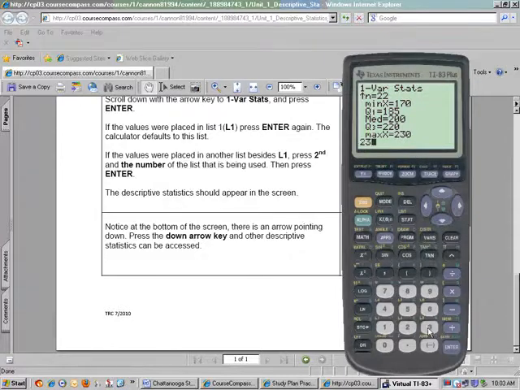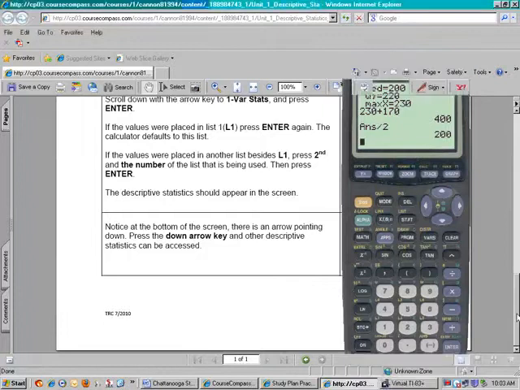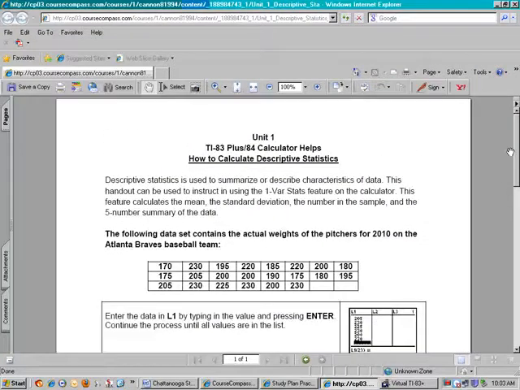So 230 plus 170. Now be sure to push enter at this point. Do not push divide by 2 because you'll get the wrong answer because of order of operations. Divide by 2. And so in this particular one, our mid-range is 200. Okay, so this is an example of all of your values that measure the center of the values. So that's mean, median, mode, and mid-range.